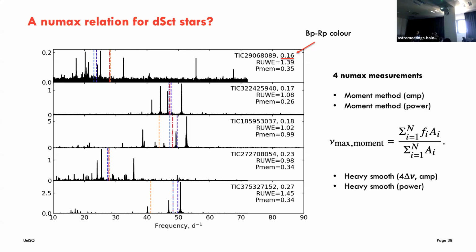We use the moment method. This is basically like a weighted average pulsation frequency. So you take the product of the frequency and its amplitude, you sum all those up and you divide by the sum of the amplitudes. It's just the moment of the Fourier transform. We do that in amplitude because we use amplitude in our observations, but we also do it in power. Power is the more physically motivated parameter, so we try that too.